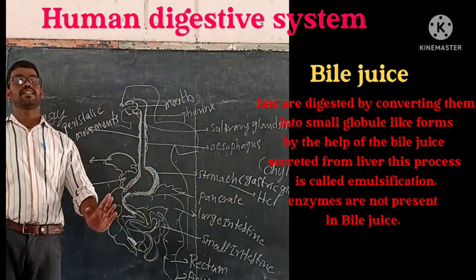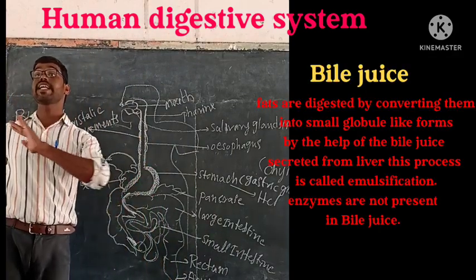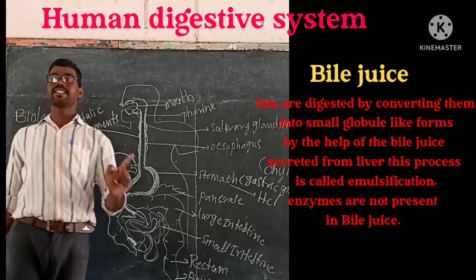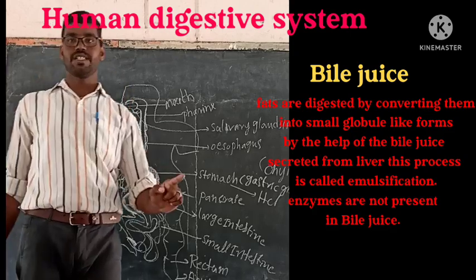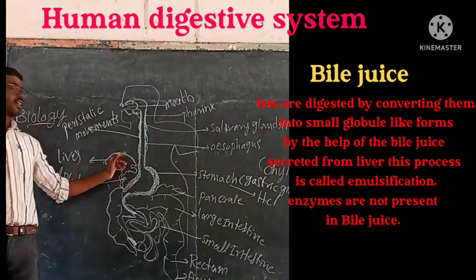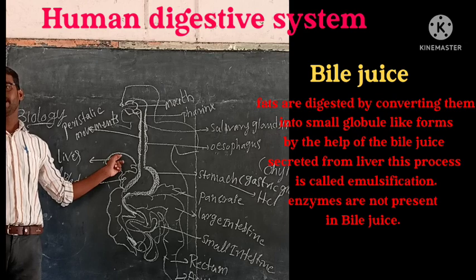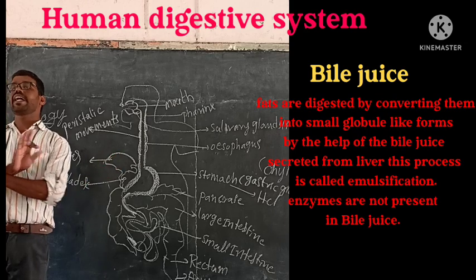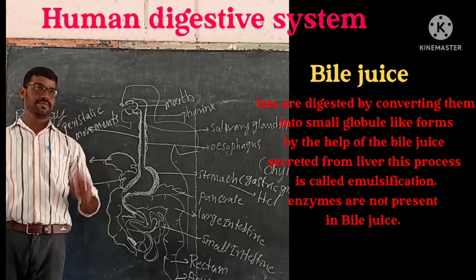Bile juice does not contain any enzyme. There are no enzymes in the bile juice which is released from the liver. Okay? Liver juice, what we can call bile. Bile does not contain any enzymes. This is the 1 mark bit.